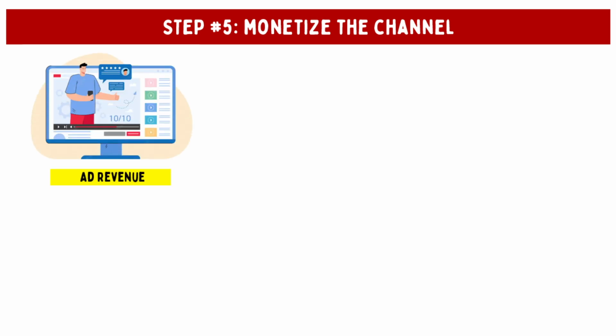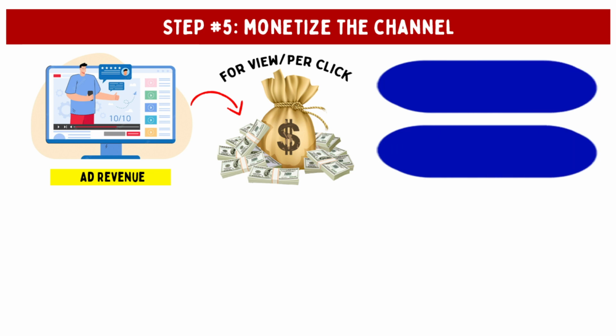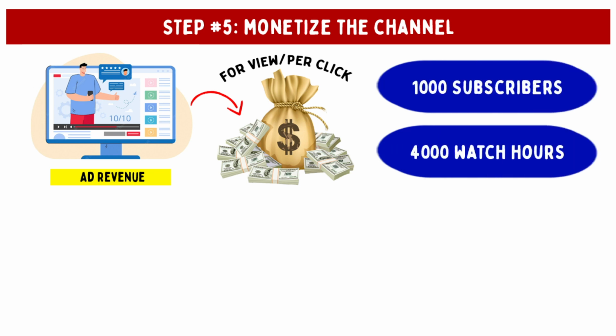Step 5. Monetize the channel. There are several ways to monetize an automated YouTube channel, including ad revenue. One of the most common ways to monetize a YouTube channel is through ad revenue. This involves running ads on your videos and earning money for each view or click. To be eligible for ad revenue, you'll need to have at least 1,000 subscribers and 4,000 watch hours on your channel.